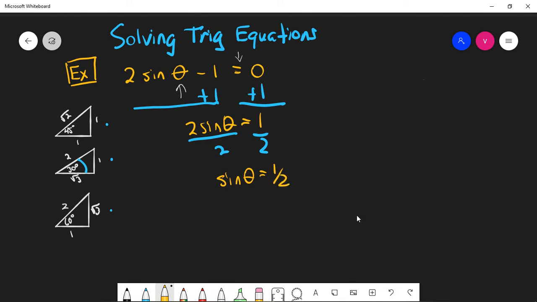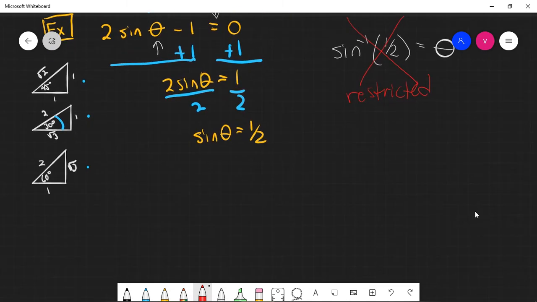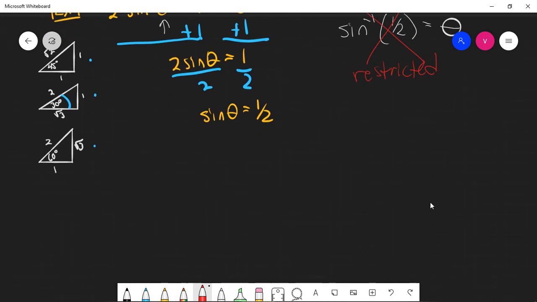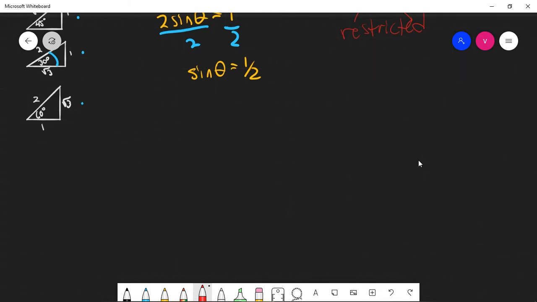All right, so now we are not talking about, I'm going to write that over here, sine inverse of some ratio equals an angle. We are not talking about this, and sine inverses are restricted, right? So there is no sine inverse going on here. What we want to do is find every single angle that makes this true. To do that, we look at the unit circle.